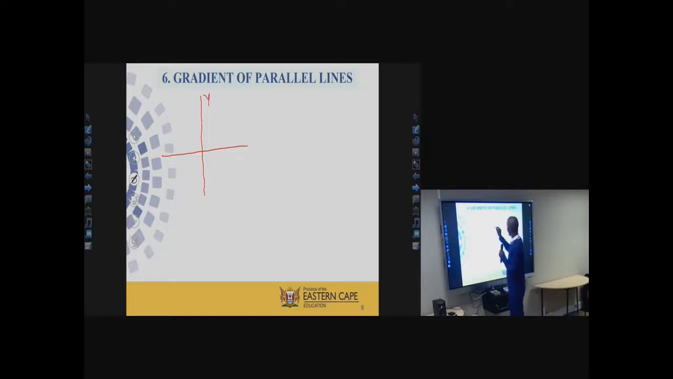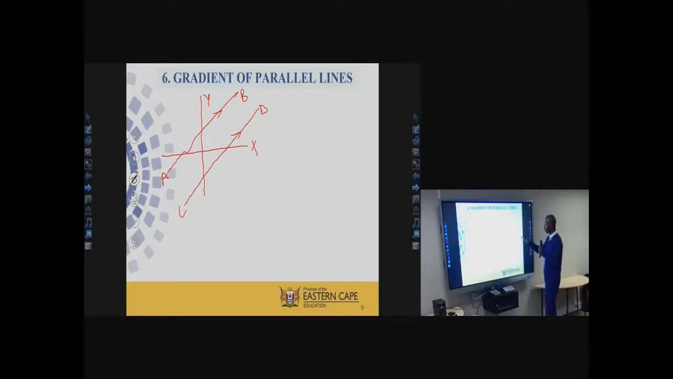Obviously, this is y and that is x. If you're having a line like that one, I'm going to call it line AB, and another line like that one, I'm going to call it line CD. And these lines are parallel. If those lines are parallel, these are the symbols that will be used to indicate that the lines are parallel. Therefore, what about their gradients? Remember, a gradient is about the slope.